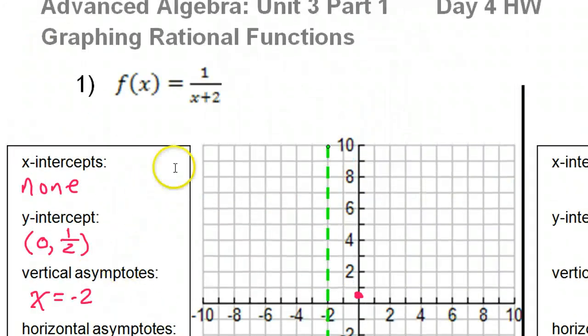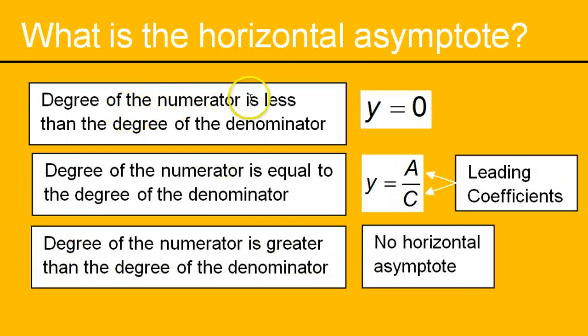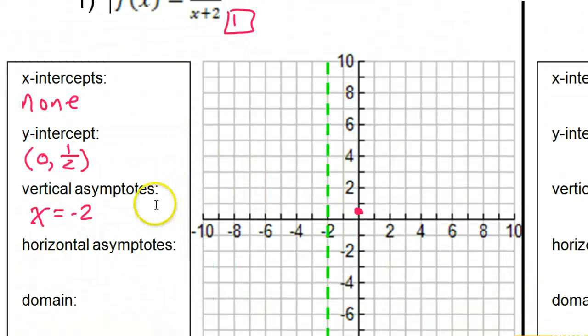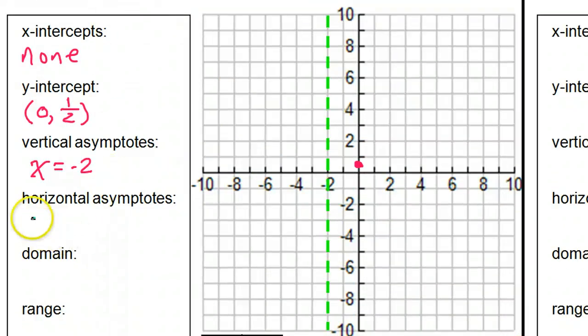So let's see, which situation are we in here? Well, look, when you just have a constant, that's degree 0. There are 0 x's up here. Down here, this is linear. This is degree 1, 1x, x to the 1 power. So this is the situation where the numerator degree is less than the denominator. And we decided if the numerator degree is less, then y equals 0 is the asymptote. So the horizontal asymptote will be y equals 0. Please make sure you put y equals 0. Don't just put 0. For the vertical asymptote, put x equals -2, not just -2.